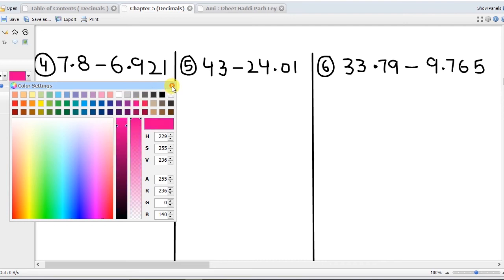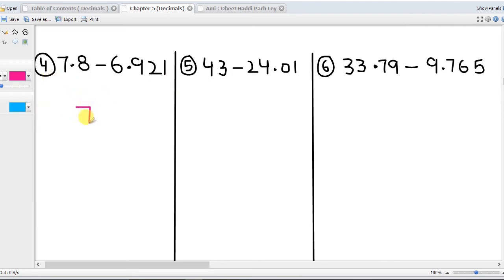Moving on to the next question, question number 4, which is 7.8. One more thing. In subtraction, the number that is going to be subtracted, the number we take away, should always be written in the second place, not the first place. And the number from which we are going to subtract or take away something is written in the first place. So never make this mistake. The second number is 6.921.